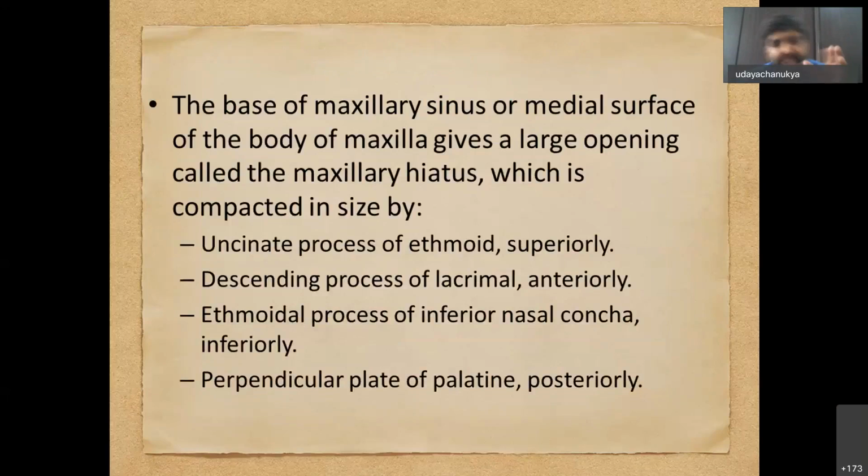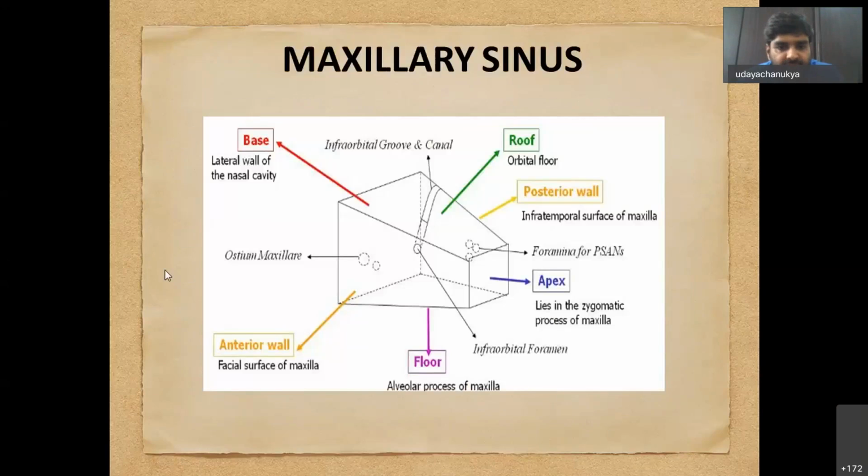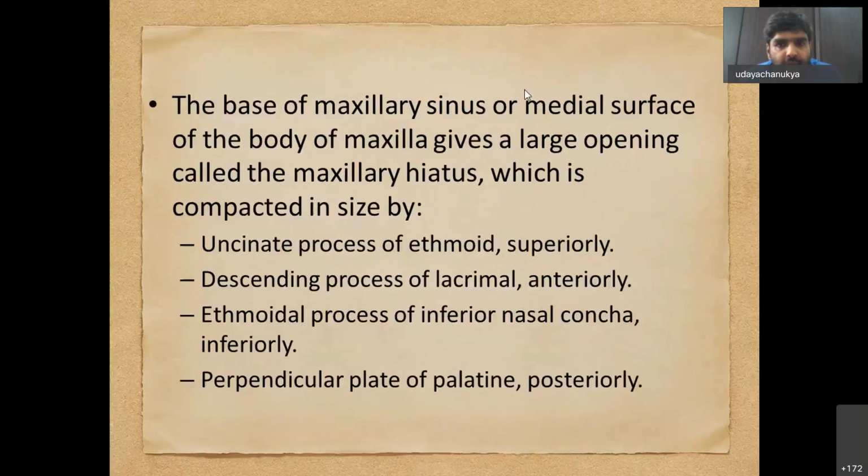The base of the maxillary sinus, or the medial surface of the body of maxilla, gives a large opening called the maxillary hiatus, which is compacted in size. The hiatus as such is bigger, but it is compacted in size by various bones which articulate above and below it, namely the uncinate process superiorly, descending process of the lacrimal bone anteriorly, ethmoidal process of the inferior turbinate inferiorly, and perpendicular plate of the palatine bone posteriorly. It is hard to imagine with this theory.